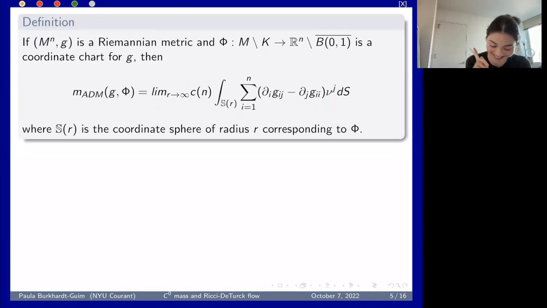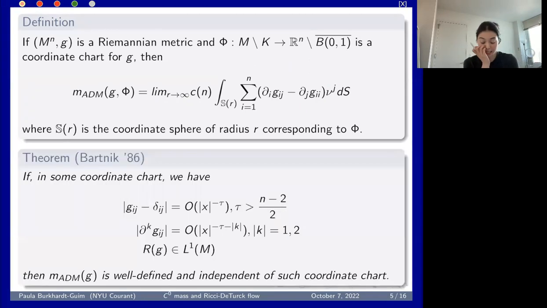Oh, sorry. Okay, I'm getting ahead of myself. So, of course, if I just write down this expression, it's maybe a priori not so clear whether this limit at infinity should exist, and if so, whether it depends on the choice of coordinate chart. But thanks to Bartnik, we know that under certain conditions, this limit will indeed exist and it will be independent of choice of coordinate chart.